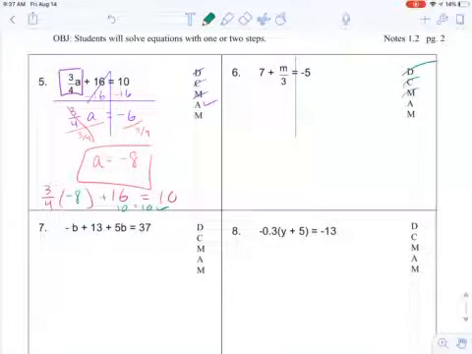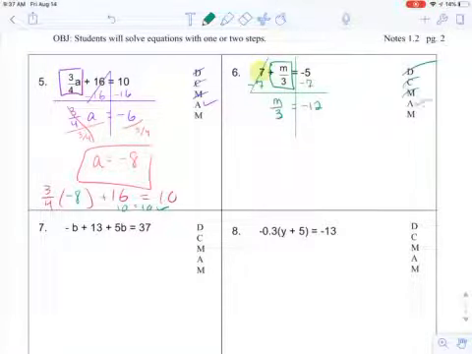Addition or subtraction? I do see addition here. Remember, we're moving things away from the variable, so I need to move this positive 7 to the other side by subtracting 7. 7 minus 7 is 0. And if I do it on the other side as well, negative 5 minus 7 is negative 12. And I carry down m divided by 3.